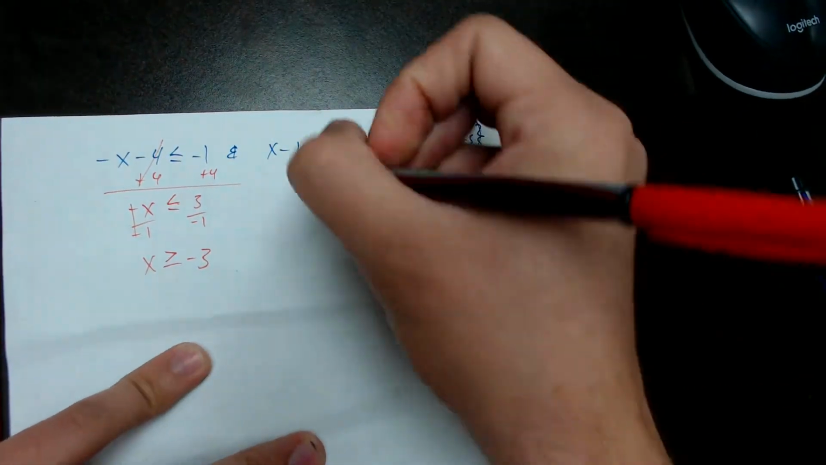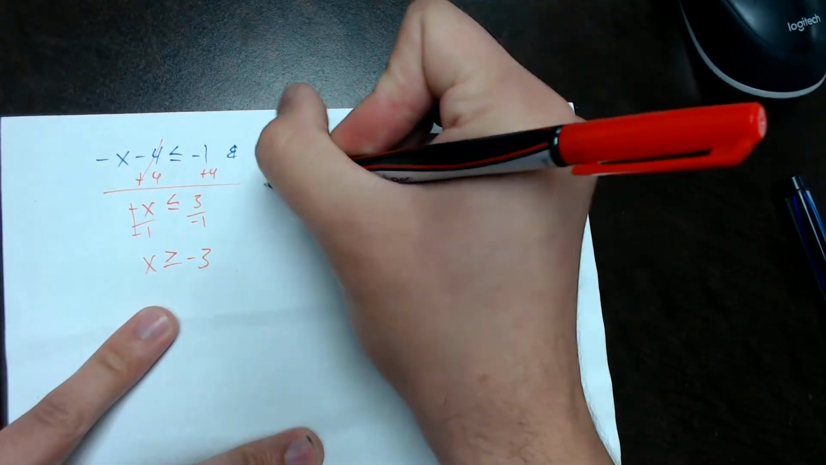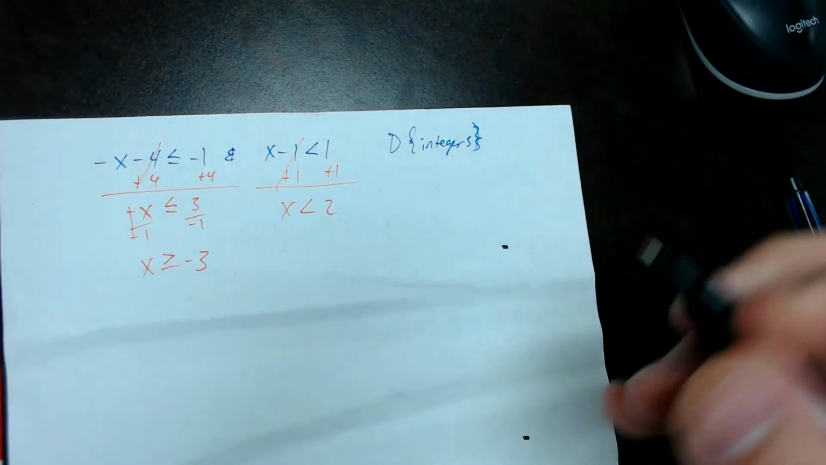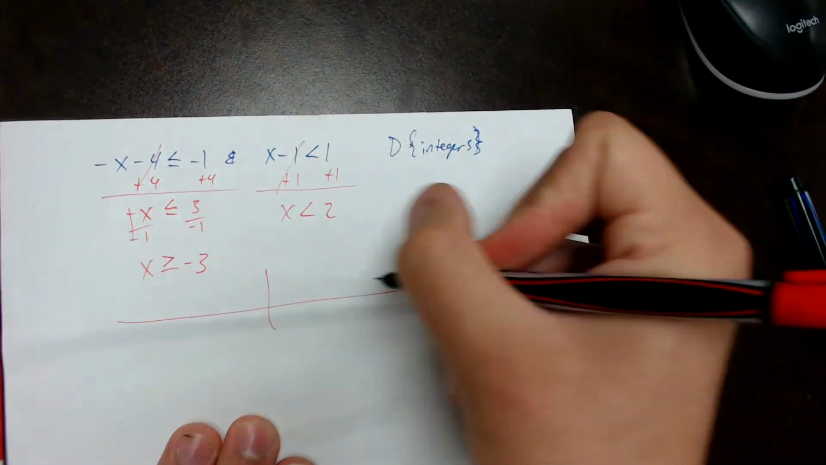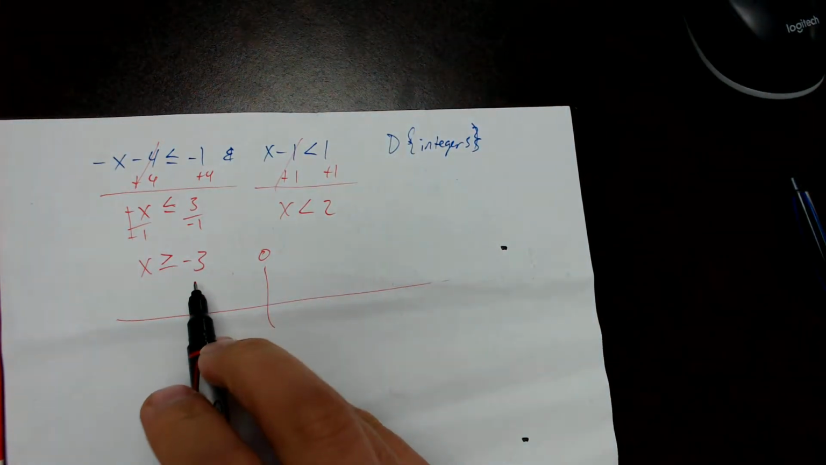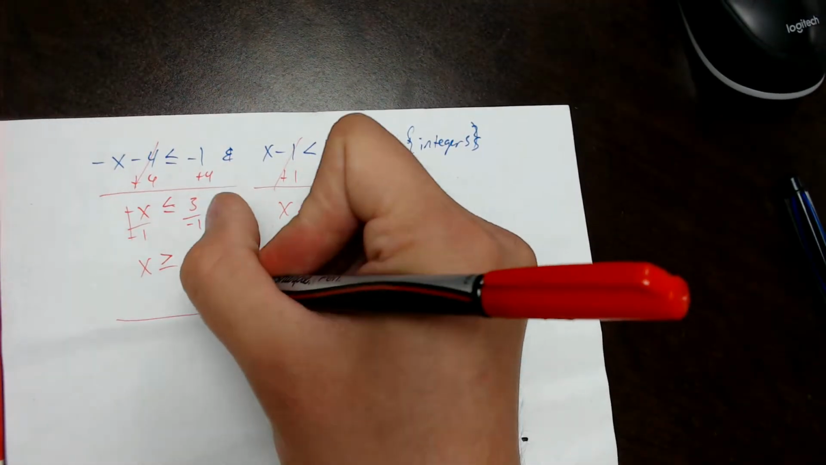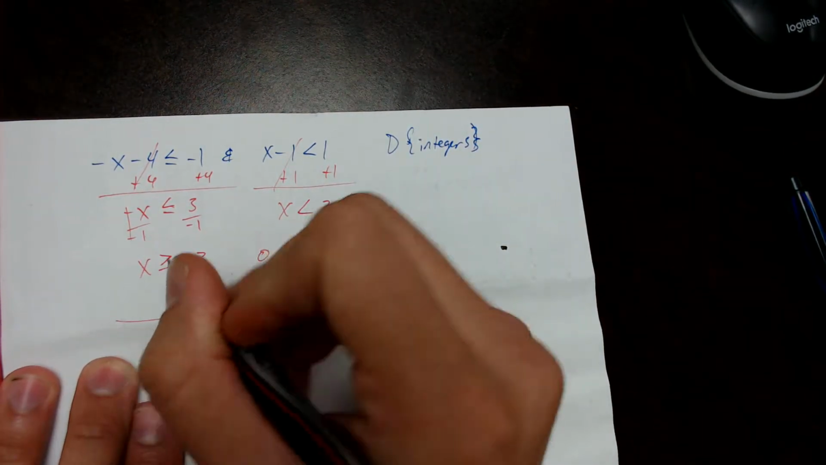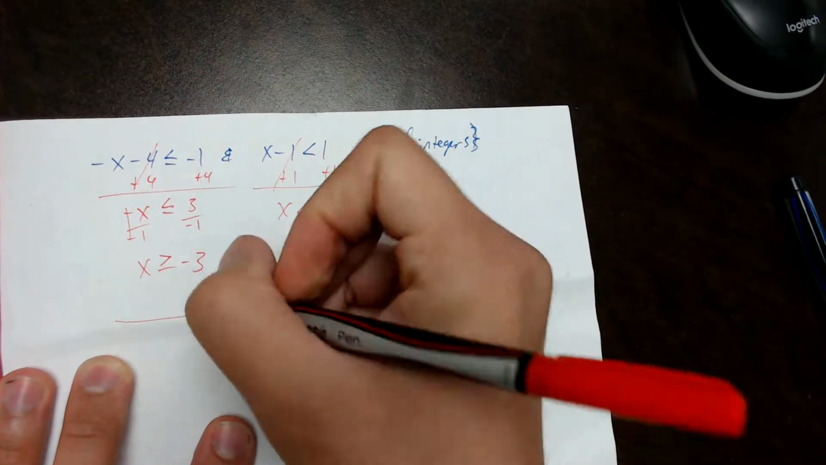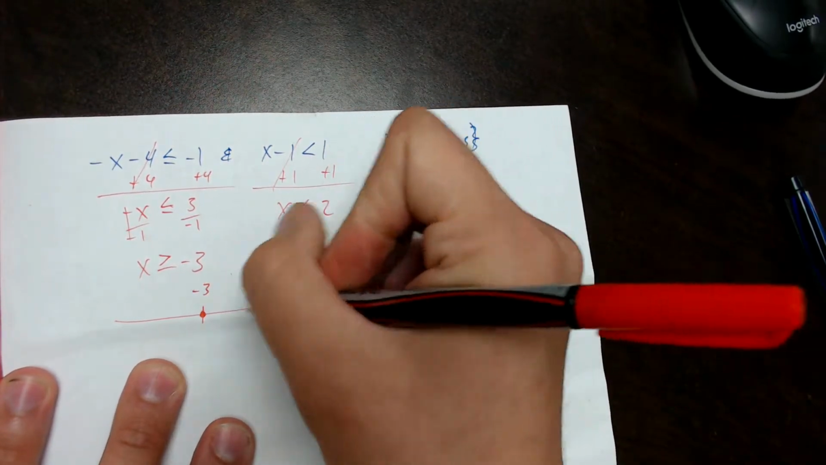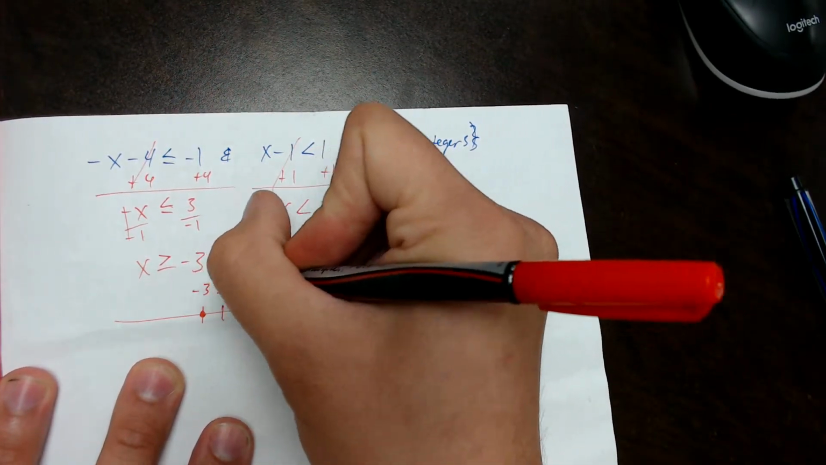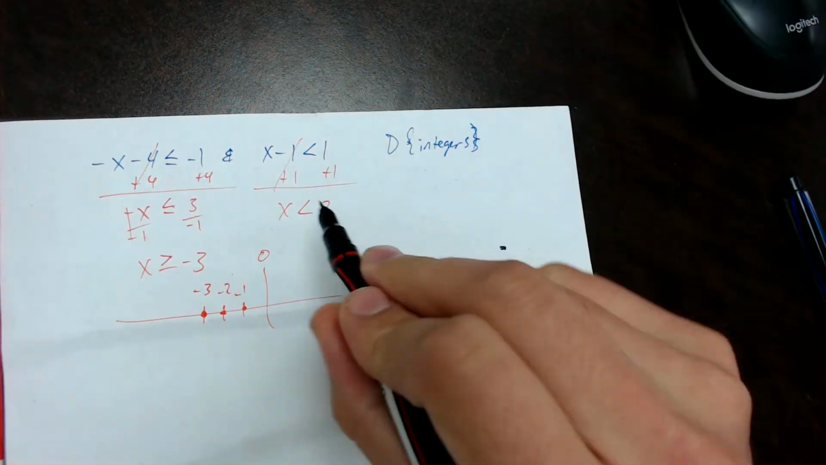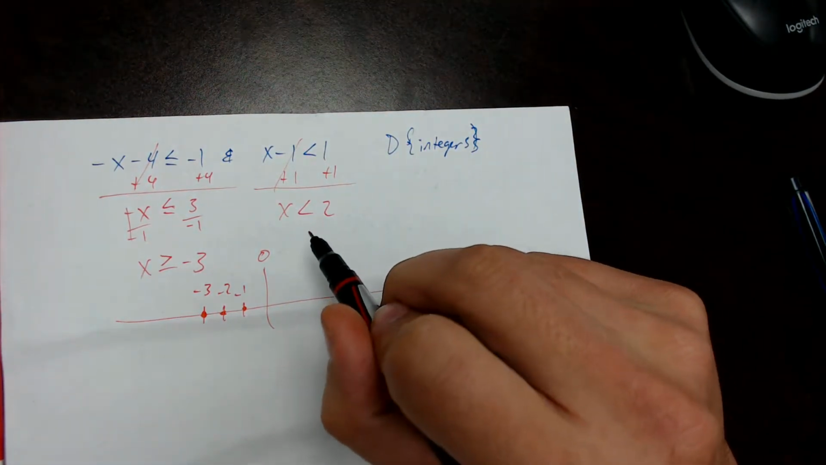Now let's go to this one. Add 1 to each side, and then we get x is less than 2. So that one's easy. Now let's draw our number line. We've got 0. I'm going to start at negative 3. And I see that x is greater than and equal to negative 3. So I'll put a dot at negative 3. And then I can put dots at negative 2, negative 1, and keep going. But before I do that, I want to graph x is less than 2.